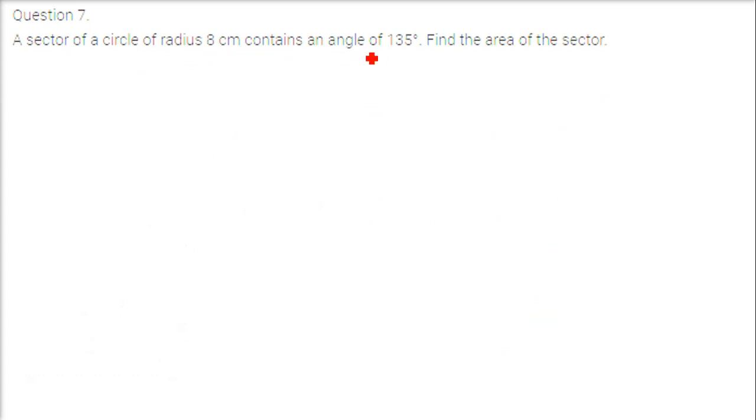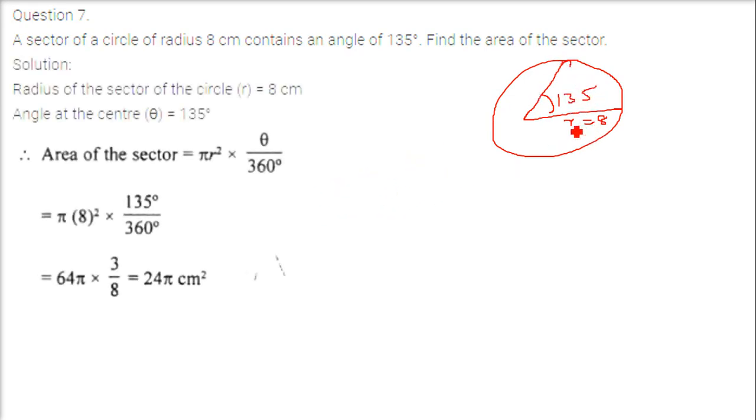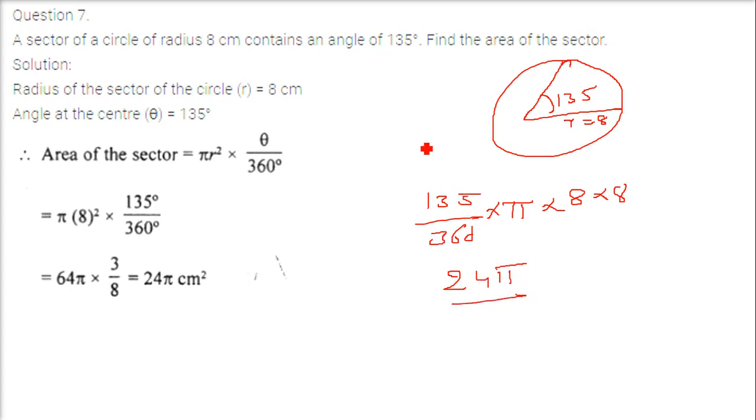A sector of a circle of radius 8 centimeter contains an angle of 135 degree. Find the area of the sector. So you just have to use the formula directly here, because the radius of the sector is given. This r is 8 here, and the angle is 135 degree. Just use the formula theta by 360 into pi r square. So I'll be putting the values directly. Pi into r square, 8 into 8. And just solve it, it will be 24 pi.